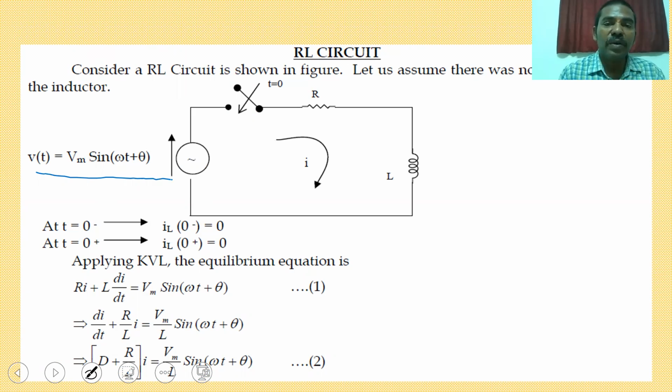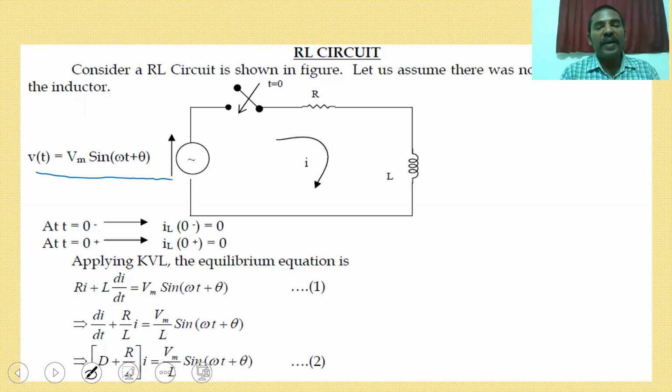So at t is equal to 0 we are getting two conditions. At t is equal to 0 minus, just before the switch is closed, the circuit is still an open path. The current flowing through the inductor is 0. So at t is equal to 0 plus, the switch is immediately closed. The inductor never takes instantaneous current, so the inductor current is 0.